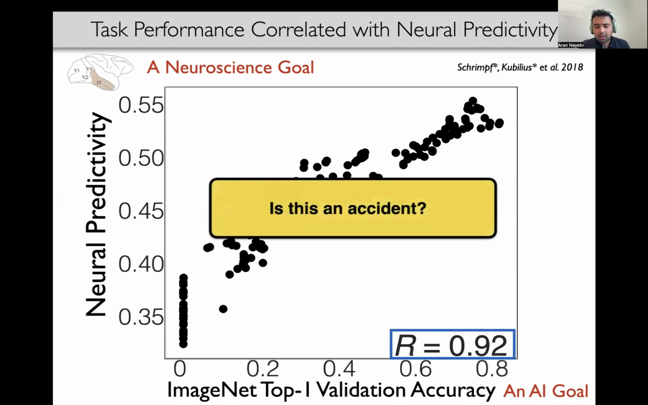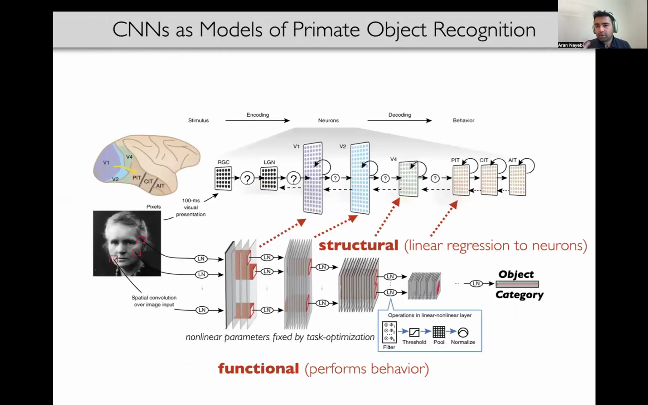So we can ask, is this an accident? Did we get lucky? Or is this emblematic of a deeper operating principle? Well, going back to this picture that I was just showing you, I would just want to highlight quickly the four ingredients that give rise to the CNN model.